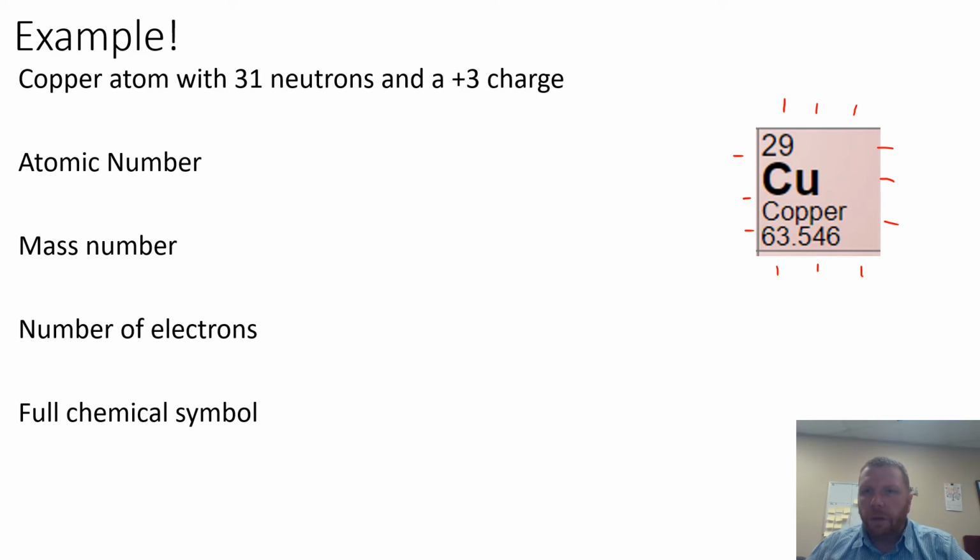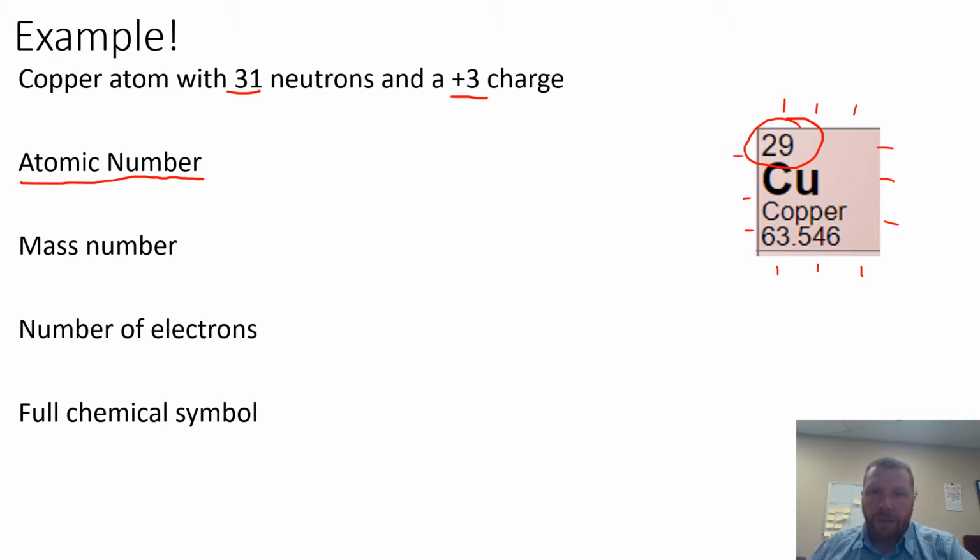The first number is this 29. Then below that we see the symbol Cu, the name copper, and then 63.546. So what this is telling us, we're dealing with an atom. This atom specifically has 31 neutrons, and ultimately it has a +3 charge. Those number of neutrons are significant, but before we tackle that, let's look at the information that we're asked for. We are asked for the atomic number.